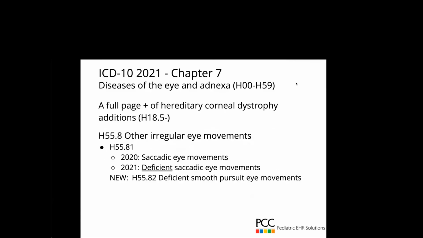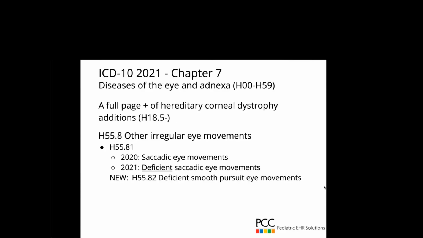Diseases of the eye and adnexa. Eye movement were the focus of the big changes that I saw this time around. You've got, in addition, more than a full page of hereditary corneal dystrophy codes. If that's a condition you see, or you've got an ophthalmology sub-specialist in your practice, that may be relevant for you. But the H18.5 section is huge. It's a huge new addition.